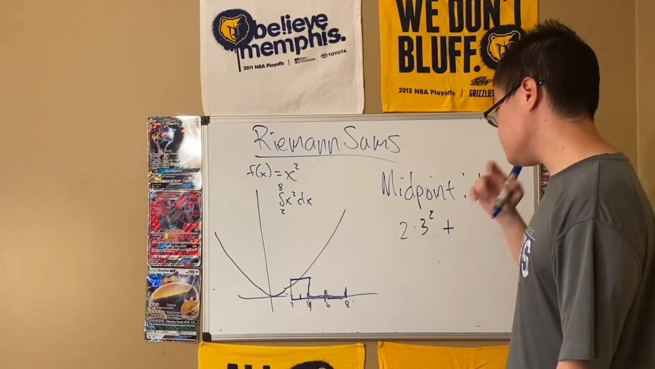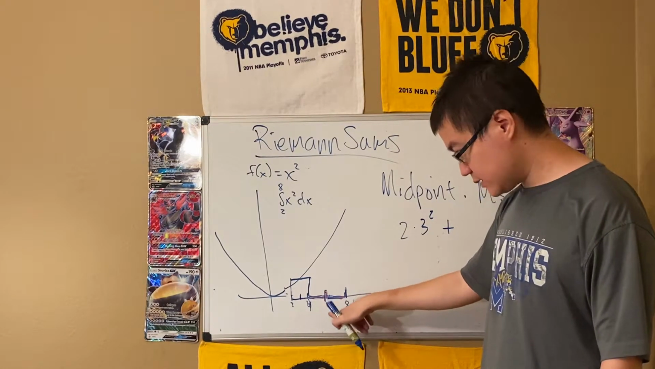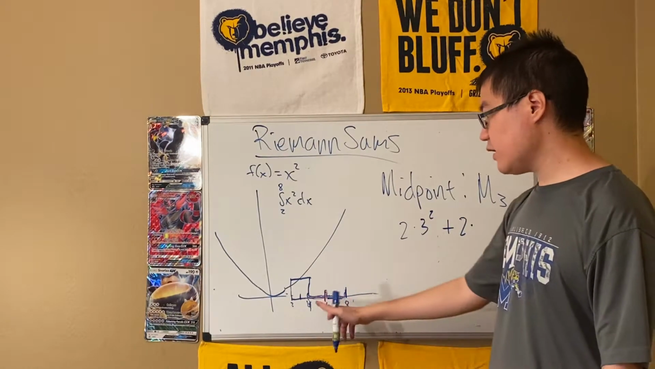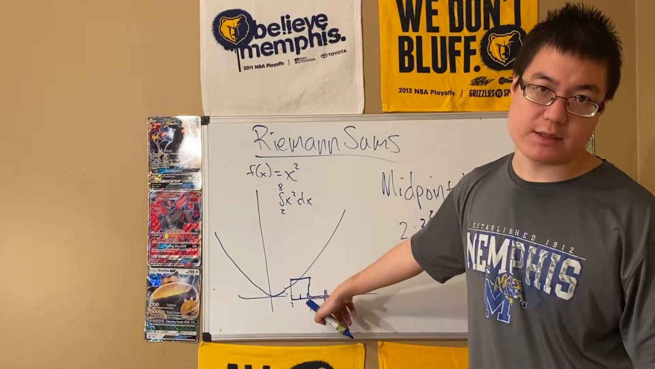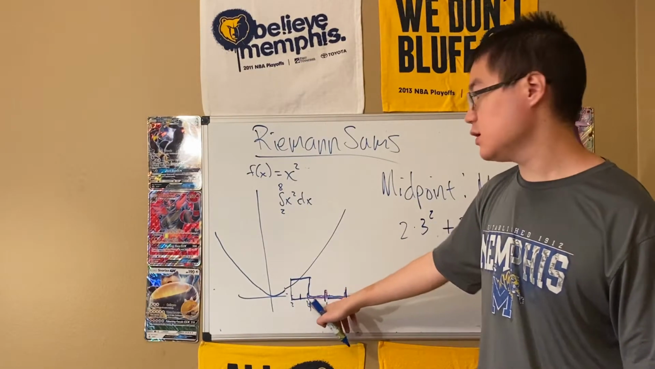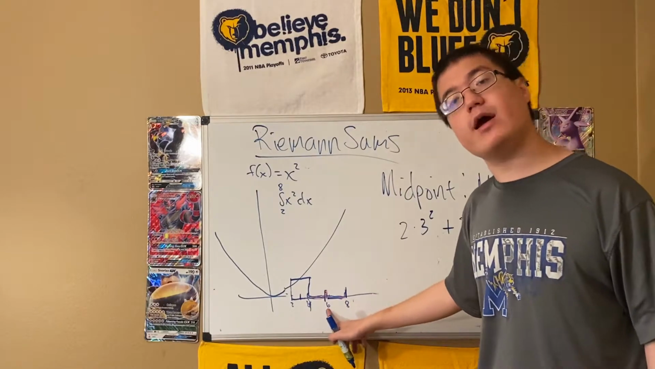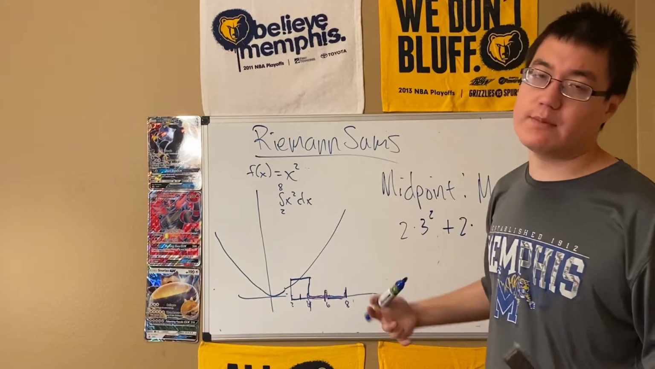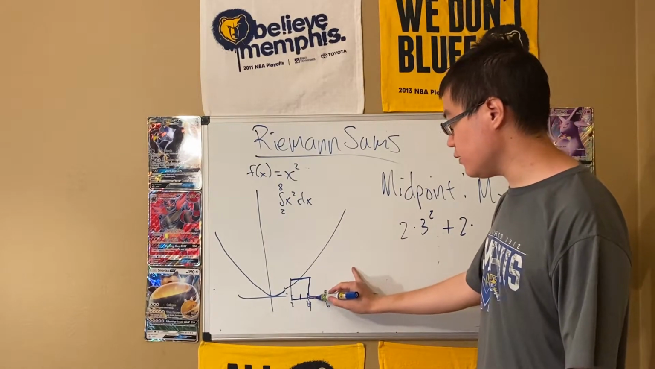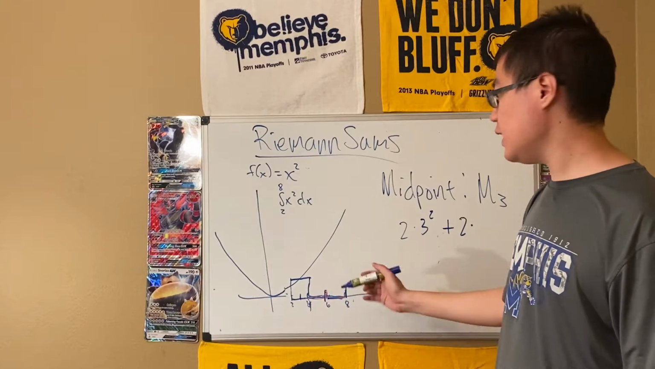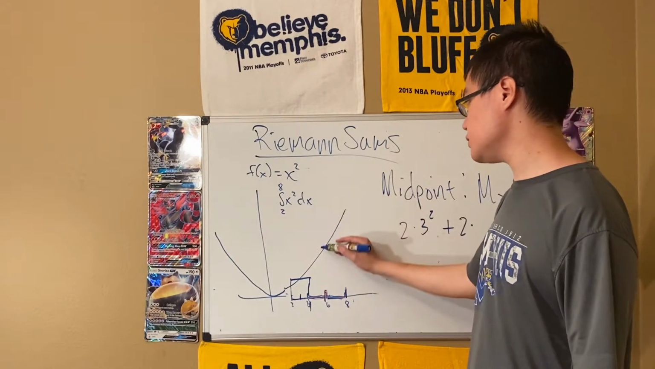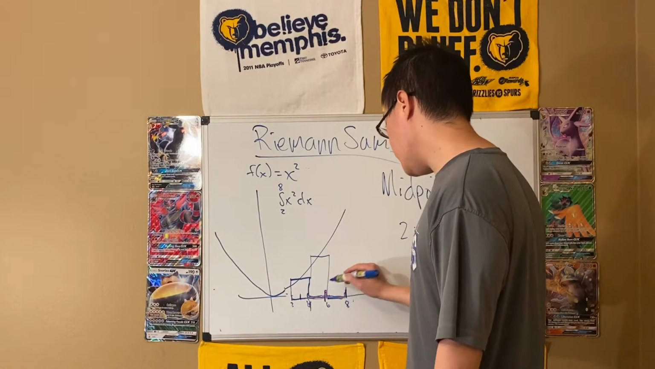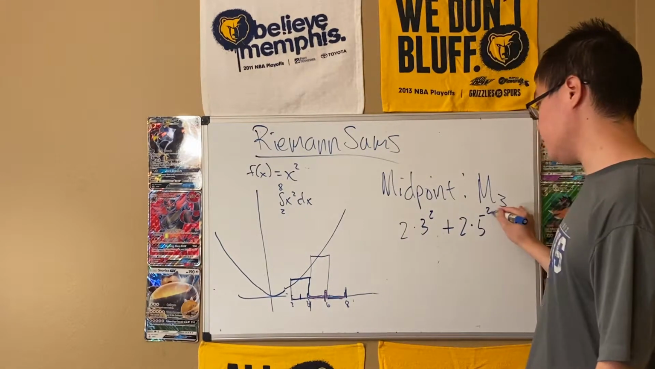Then we take our second rectangle, still 4 to 6. So it's going to be 2 times something again. But instead of plugging in 4, which we did for the left Riemann sum because that's the left endpoint of this base, or plugging in 6, which we did for the right Riemann sum because that is the right endpoint of the base, we're going to plug in the midpoint value. The midpoint between 4 and 6 is going to be 5. So we plug that into the function. That's 5 squared, and 5 squared is going to be the height of this rectangle.